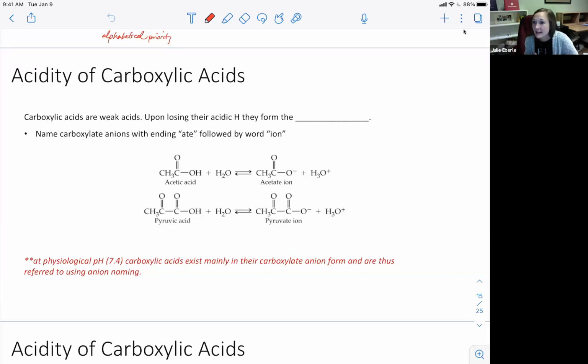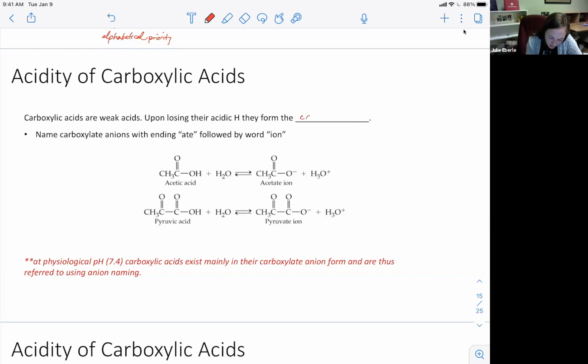So we said they're weak acids. They can give away their hydrogen, and then what's left over, when they do that, is they form what's called a carboxylate ion. Okay, carboxylate ion.